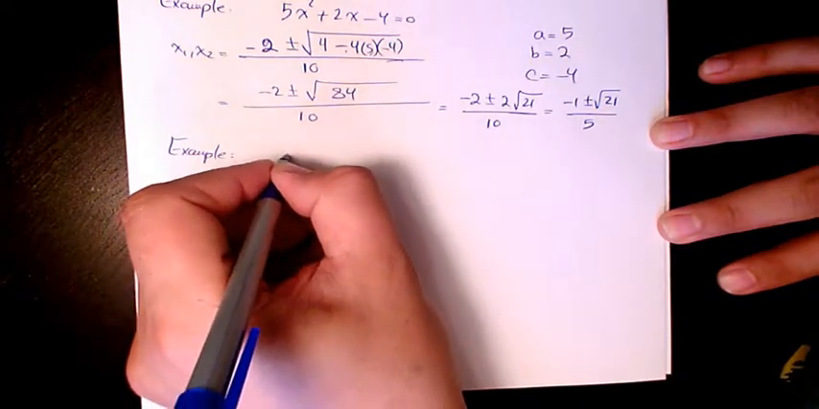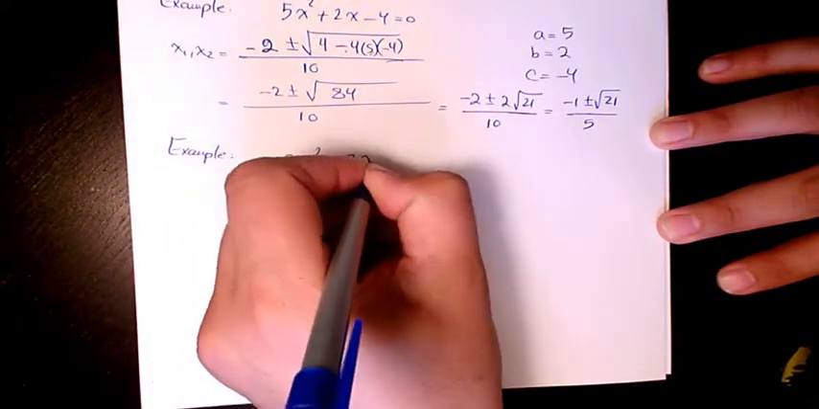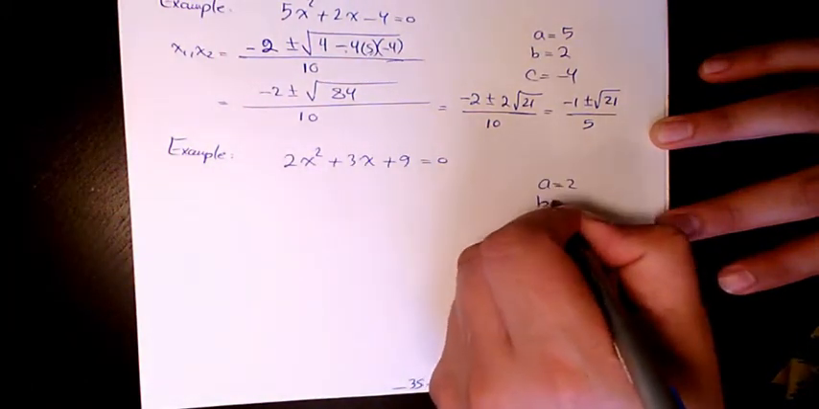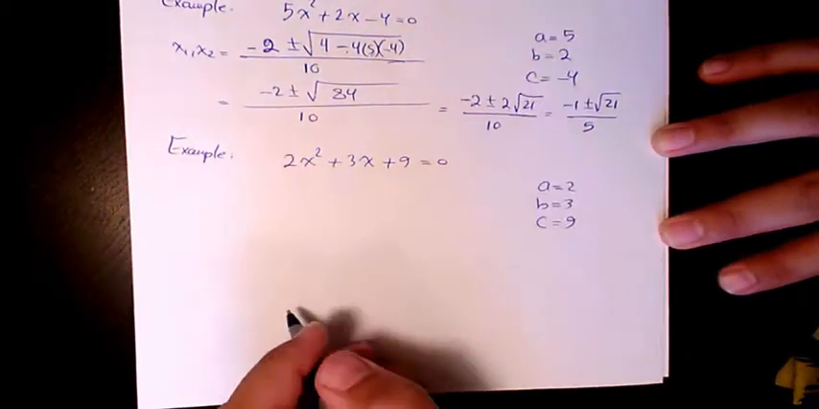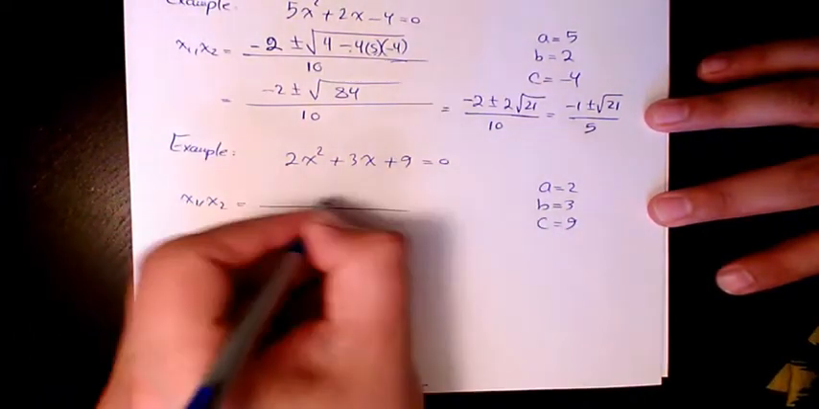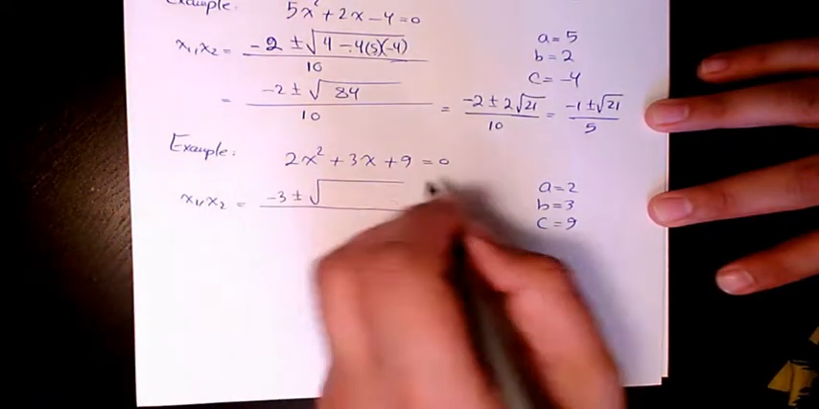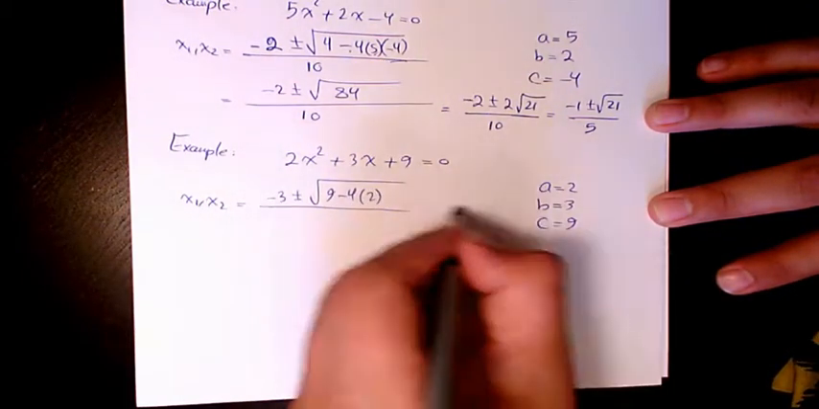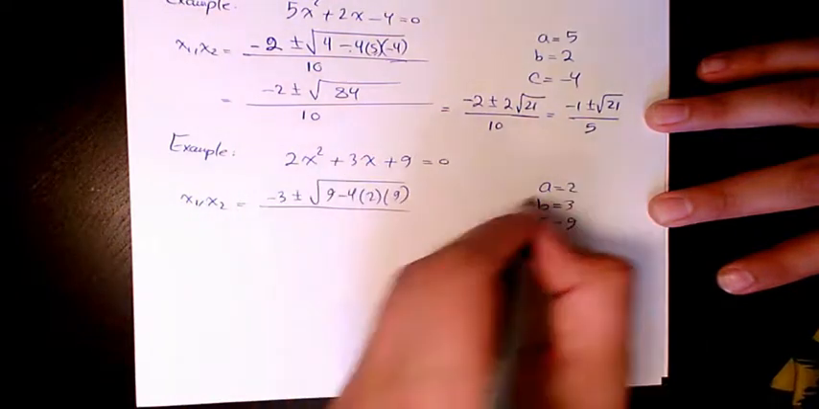I have 2x squared plus 3x plus 9 equals 0. A is 2, b is 3, c is 9. So x1 and x2 are negative b, negative 3, plus minus the square root of b squared, which is 9, minus 4 times a times c, divided by 2 times a, 4.